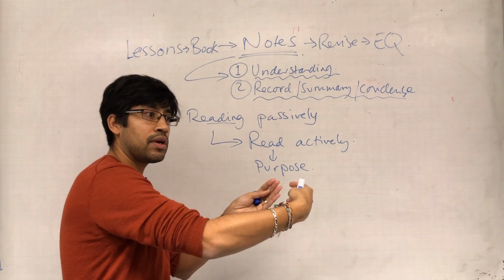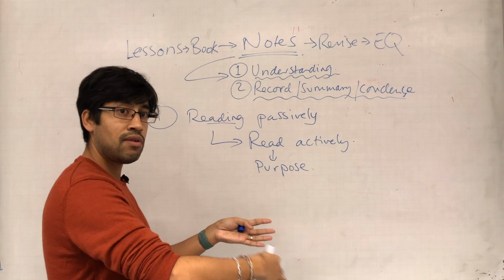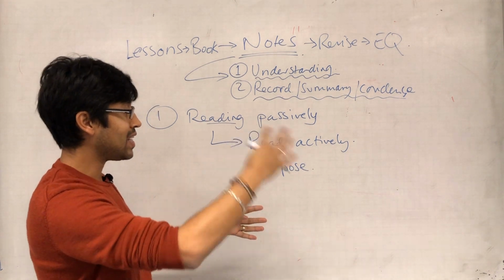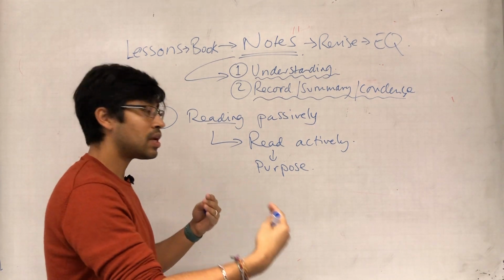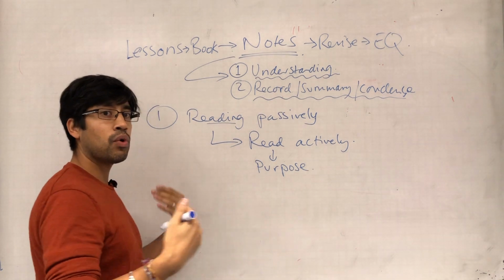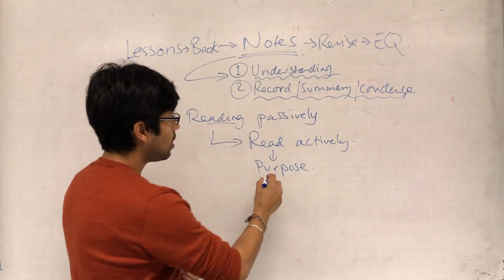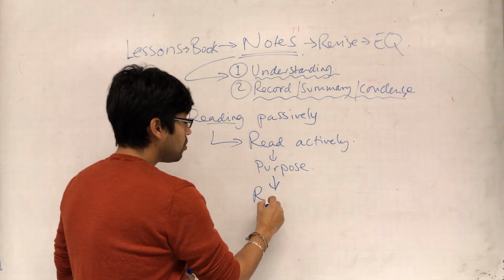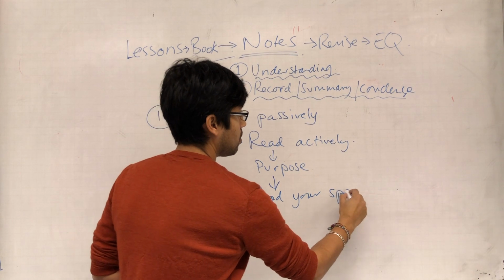You're looking for a particular set of information, key facts, words, whatever, an idea that will help you to understand the thing that you're looking for. So you need to read actively, you've got to read with a purpose. What does that mean in terms of your biology specification? It means you do have to read your spec.